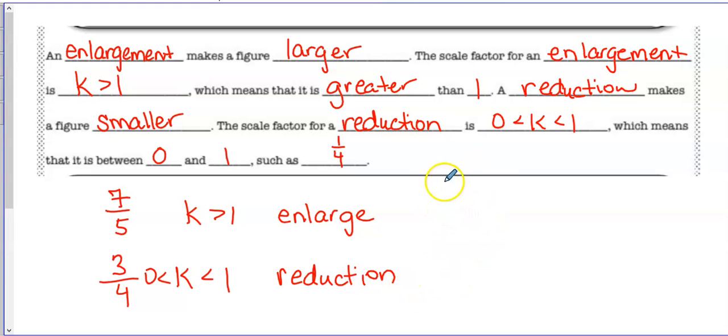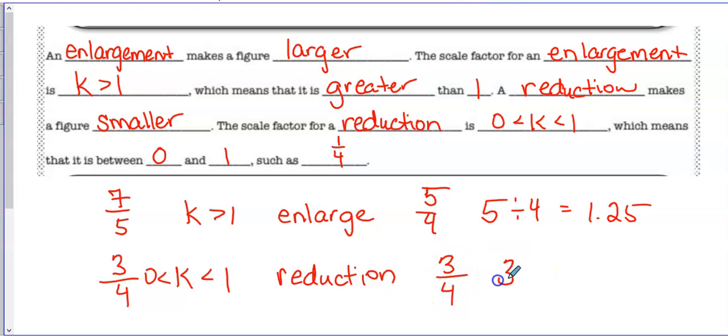Another way you can do it is, let's say you have something like 5/4. Put in your calculator, 5 divided by 4. Well, that equals 1.25. 1.25 is greater than 1. If you have your 3/4, put in your calculator, 3 divided by 4. Well, you'll get 0.75. Well, if this number is not greater than 1, then this is less than 1, it's between 0 and 1. So that means this is a reduction.